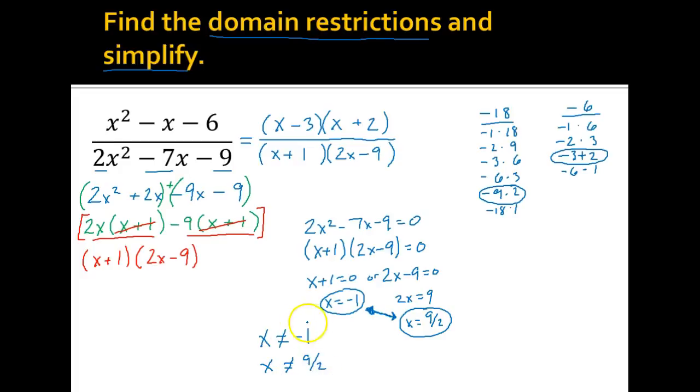And so whatever the context of this problem is, from the get-go, we have to recognize that x cannot be either of those two numbers, because that would make this fraction into an illegitimate fraction, one with 0 in the denominator.